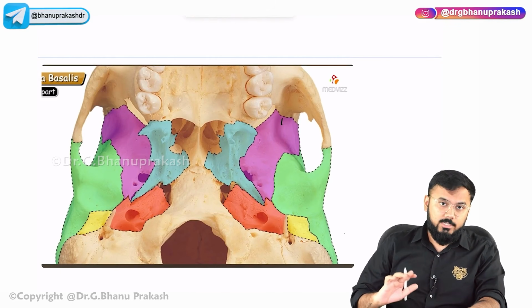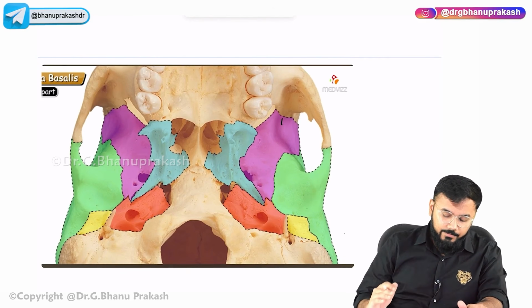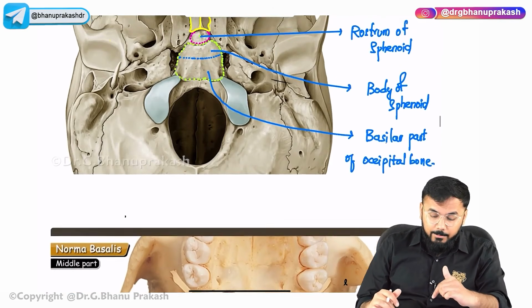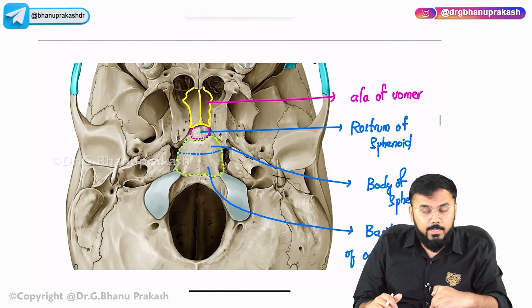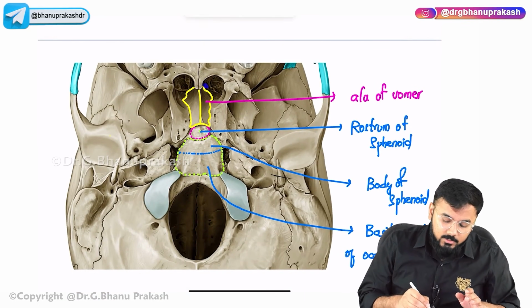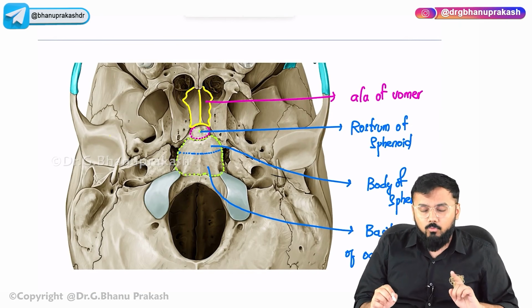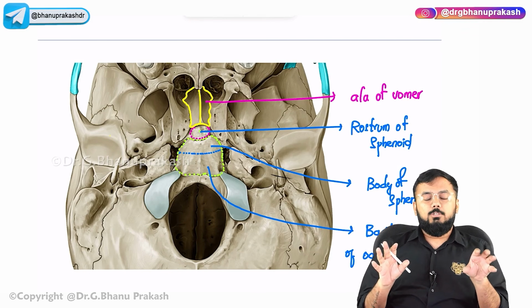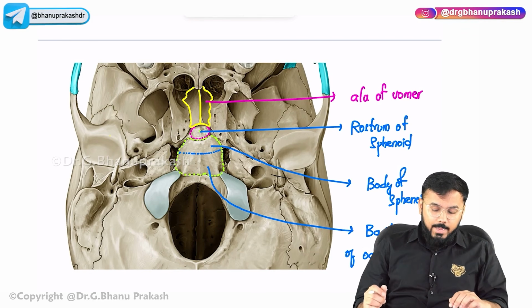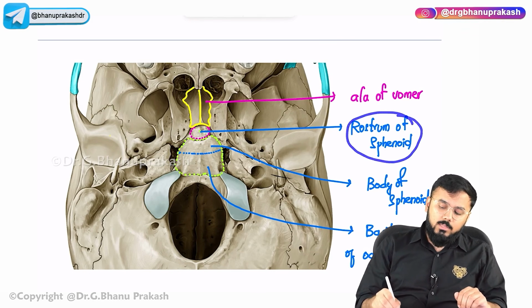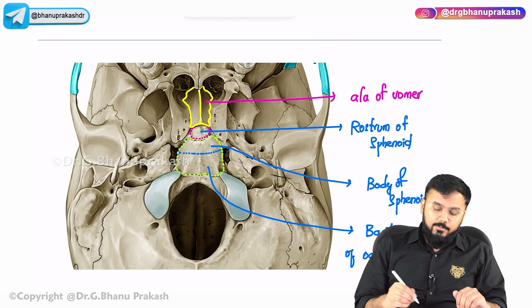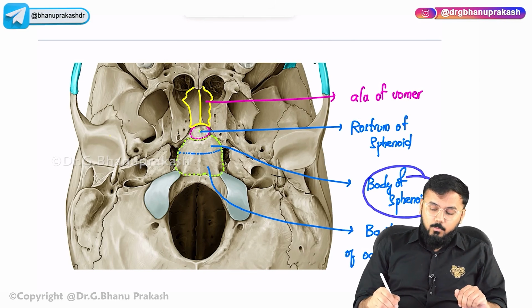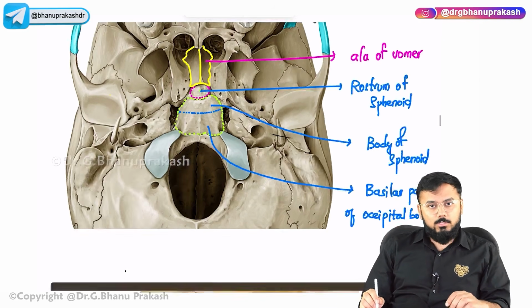So what are the structures we have here in the lateral part? We are done with the median part, guys. In the median part, we discussed the nasal bones, the vomer bone and the ala of the vomer. The vomer separates the two posterior apertures. Next, down here we have the rostrum of the sphenoid. Below that we have the sphenoid bone, with the body of the sphenoid and the basilar part of the occipital bone.